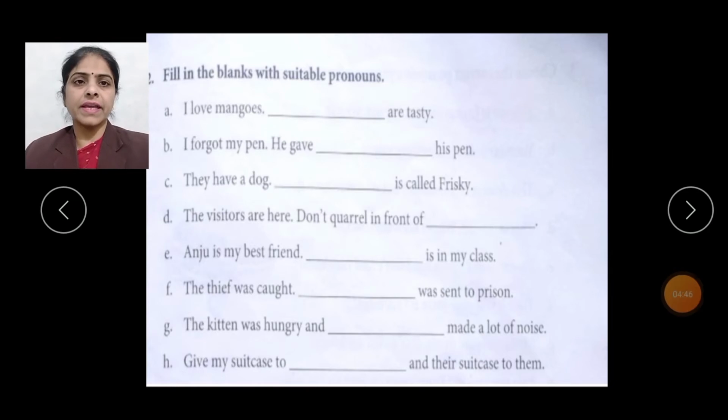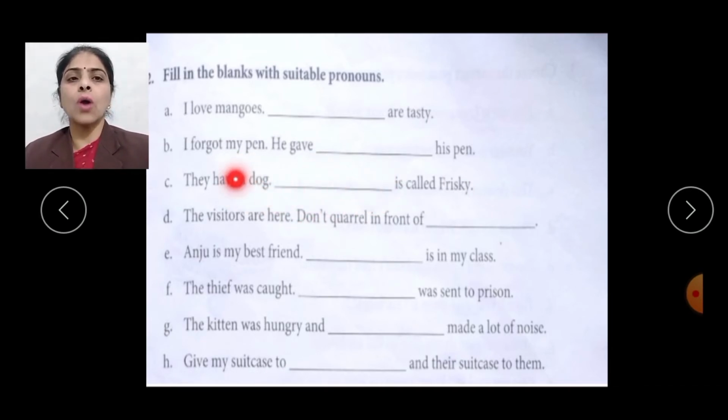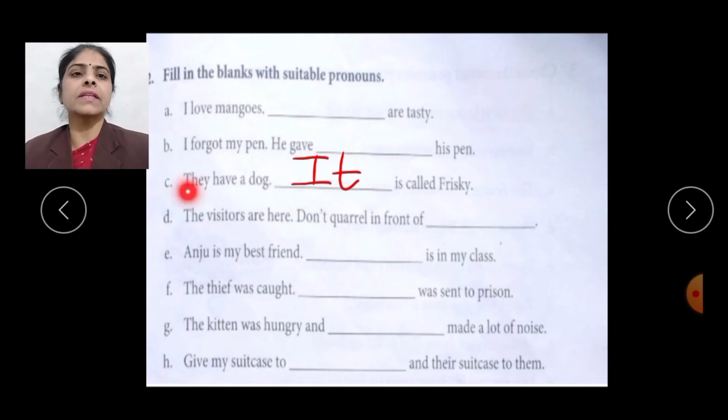The next one is, they have a dog. Blank is called Frisky. Here, we need a subject pronoun for a dog. And for animal, we always use "it". So the sentence will be, they have a dog, it is called Frisky. Let's have the next one.